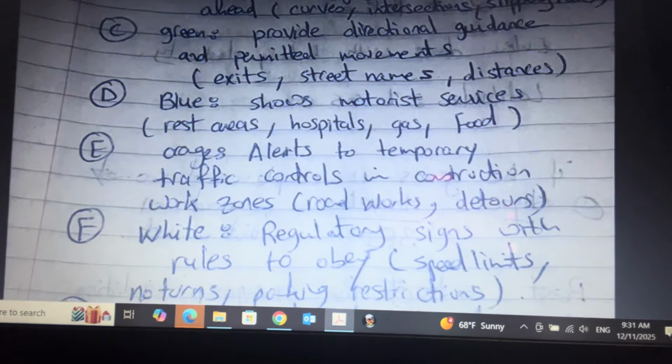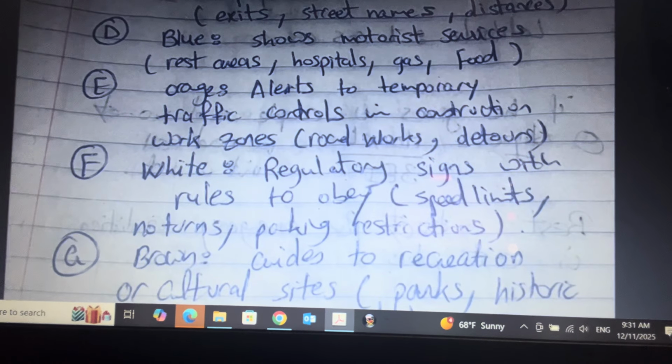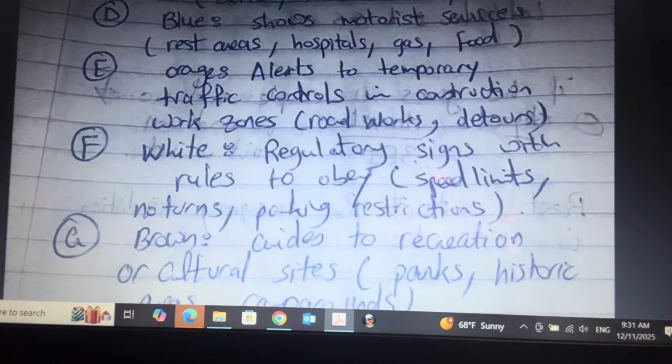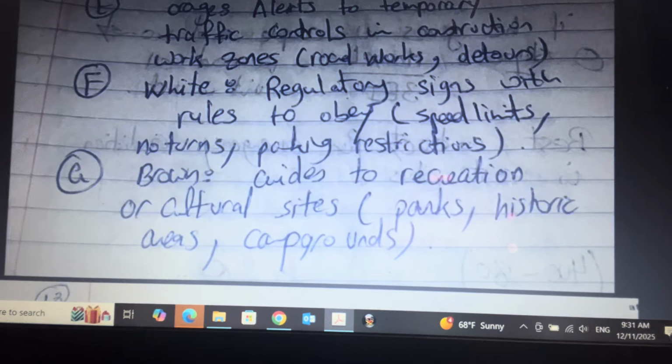Blue shows motorist services like rest areas, hospitals, gas, and food. Orange alerts to temporary traffic controls in construction work zones like roadworks or detours. White is regulatory signs with rules to obey, like speed limits, no turns, and parking restrictions. Brown guides to recreation or cultural sites like parks, historic areas, or campgrounds.